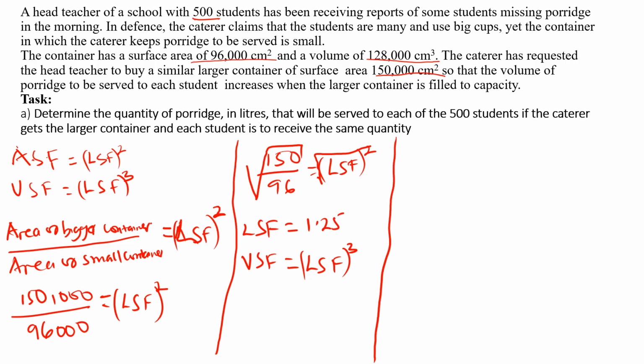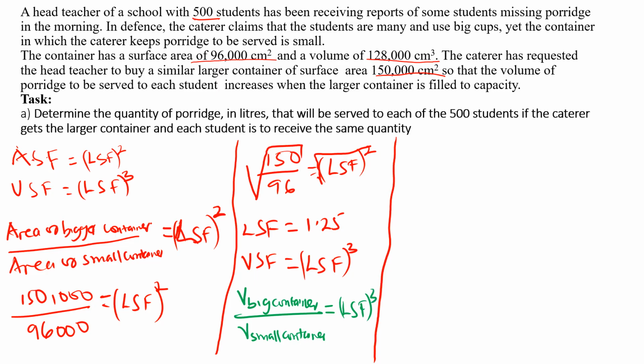Now you'll ask yourself, how can I get the volume scale factor? You compare the volumes of the two similar figures. I say volume of big container divided by volume of small container is equal to the linear scale factor, cubed.